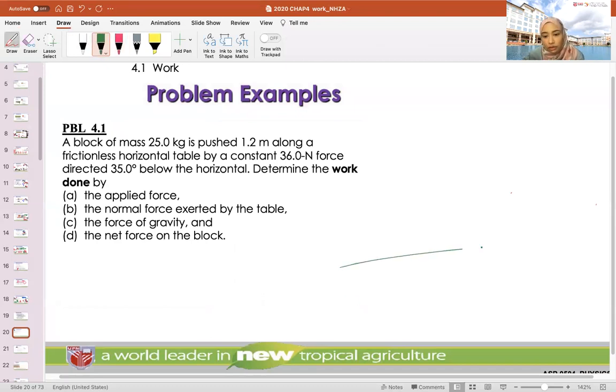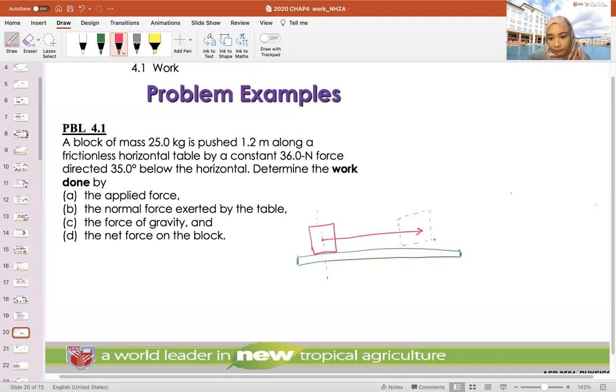Okay, so this is our horizontal table. It's supposed to be horizontal, and we have a block of mass 25 kilogram. It's not curved, it's supposed to be horizontal. So this is 25 kilogram, pushed 1.2. If I take this point as my center, it is pushed by 1.2. So this is where it's going to end. So this is 1.2 meter. This is our delta X.